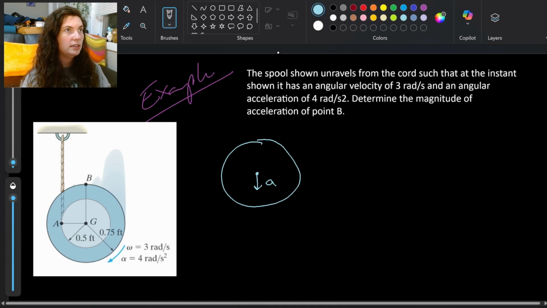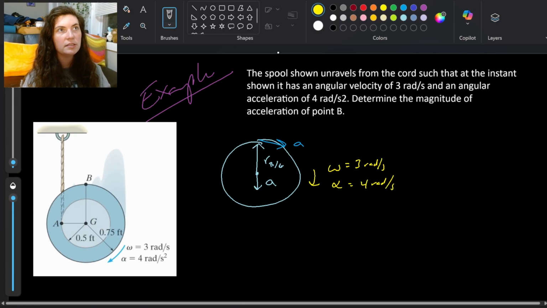And so what we're going to see is we've got that acceleration downwards there, and then we have our position vector of B with respect to G, and then we know that the acceleration at B is probably acting somewhere down and to the right, most likely. Just if we had to guess, that's probably what our acceleration of B would look like, since we have this angular velocity of 3 radians per second and angular acceleration of 4 radians per second squared, and they're going clockwise.